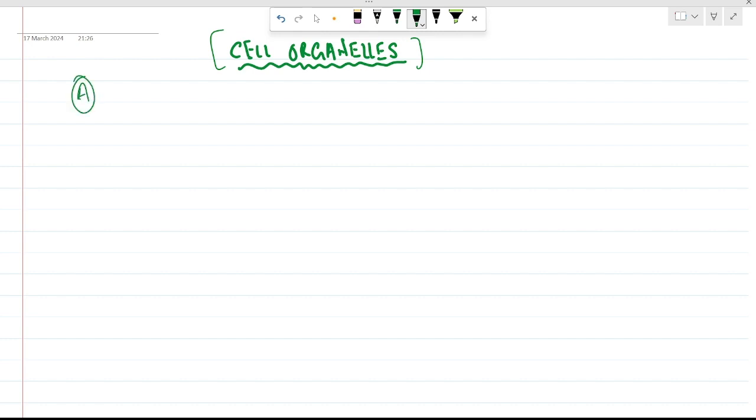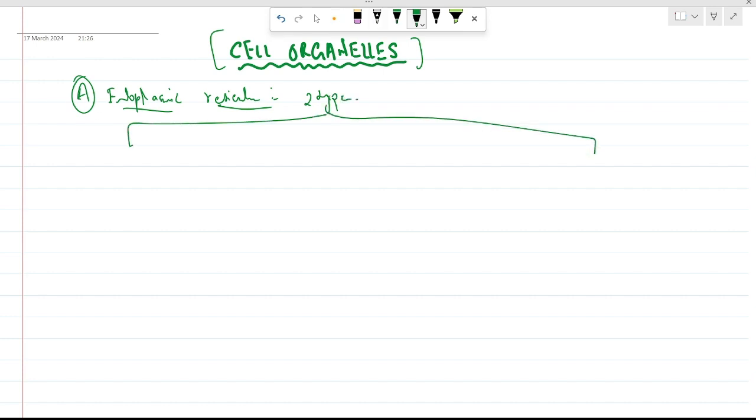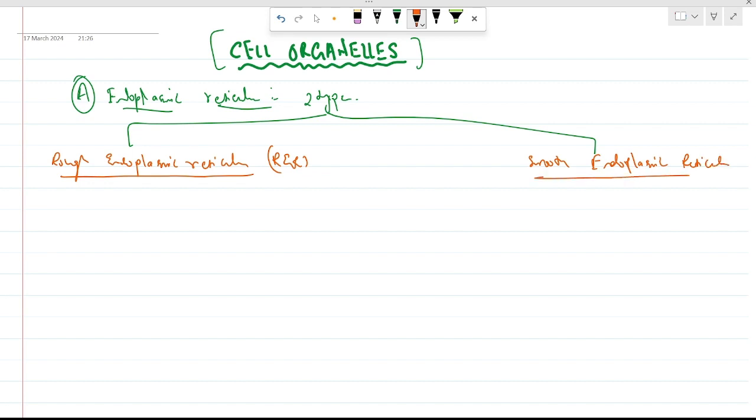The first organelle we are going to discuss is the endoplasmic reticulum. This endoplasmic reticulum is of two types. We all know what the two types are. First is the rough endoplasmic reticulum, in short RER. Next is the smooth endoplasmic reticulum, in short SER. So there are two types of endoplasmic reticulum, rough and smooth.